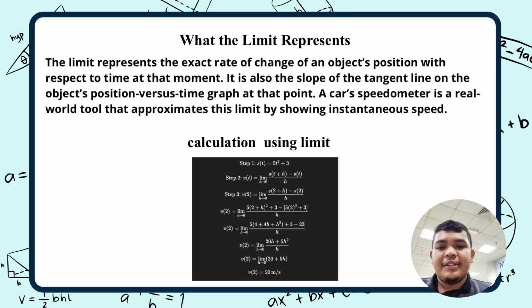What does the limit represent? The limit represents the exact rate of change of an object's position with respect to time at that moment. It is also the slope of the tangent line on the object's position versus time graph. A car's speedometer is a real-world tool that approximates this limit by showing instantaneous speed.